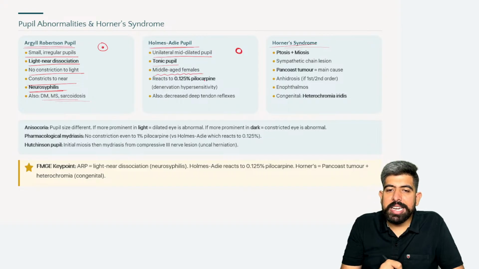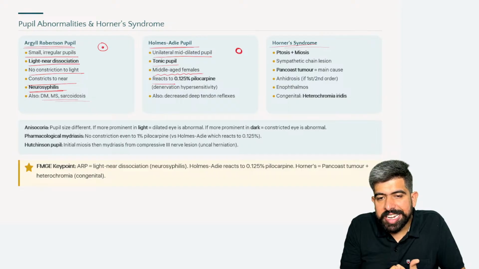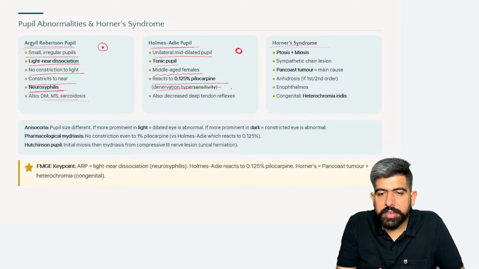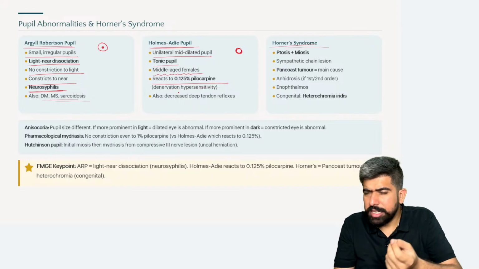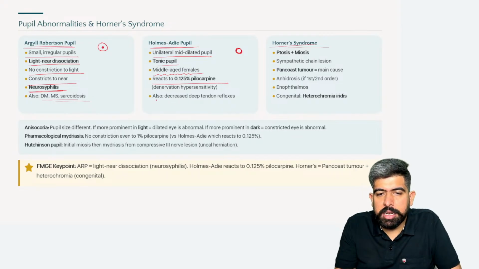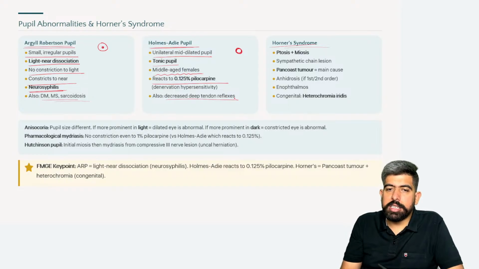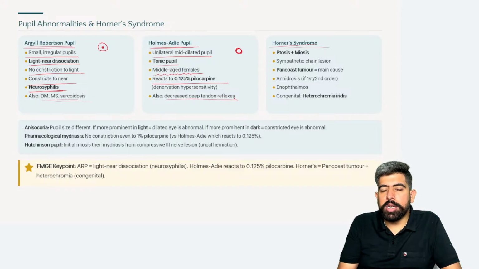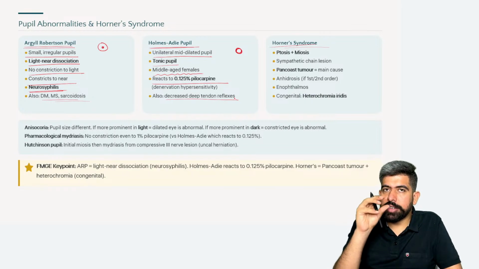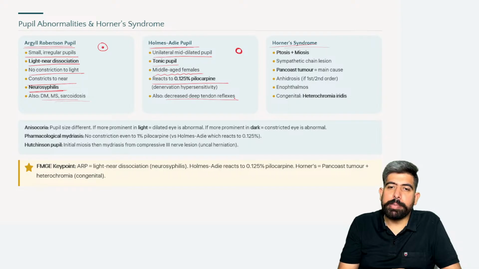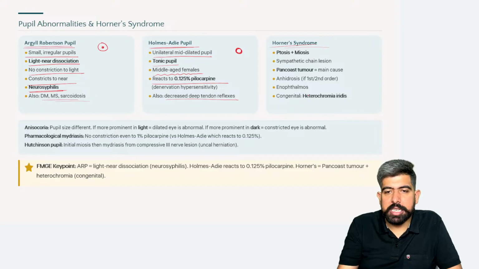It is seen in middle-aged females. Please remember it reacts to 0.125% pilocarpine, which is very dilute, right? We can say very less. And please remember also there is a decrease in the deep tendon reflex in the patient. In the Adie tonic pupil, the patient is having what? It is sensitive. It reacts to the pilocarpine. It does the miosis, right? The whole pupil will constrict when we give very dilute 0.125% pilocarpine. And also a decrease in the deep tendon reflex will be seen.